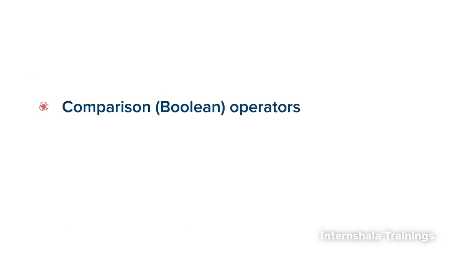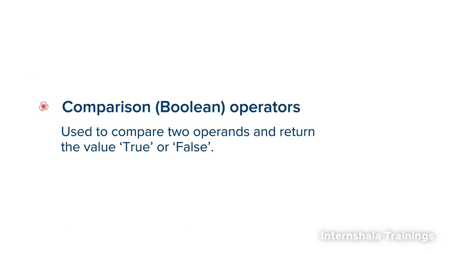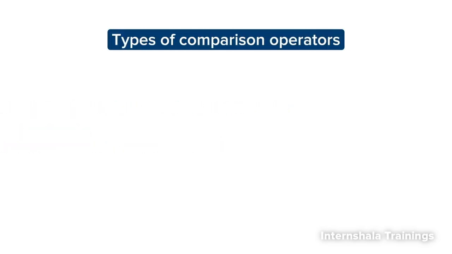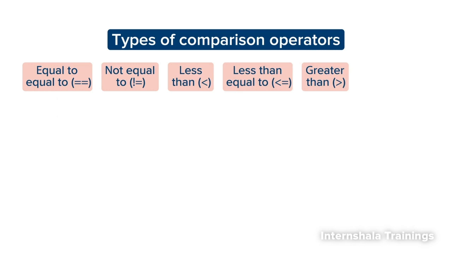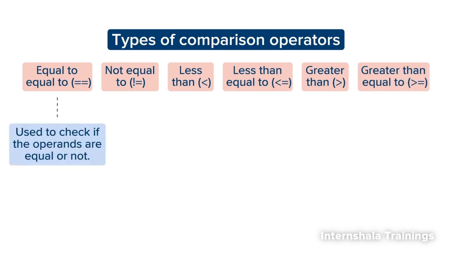Let's now discuss the fourth type of operators, that is comparison operators. They are used to compare two operands and are also called Boolean operators, as they always return either true or false. These are of 6 types: equal to, not equal to, less than, less than equal to, greater than, and greater than equal to. Equal to is used when we want to check if the two operands are equal or not. Let's say we are comparing two operands a and b. If they are equal, it will return true, else it will return false.